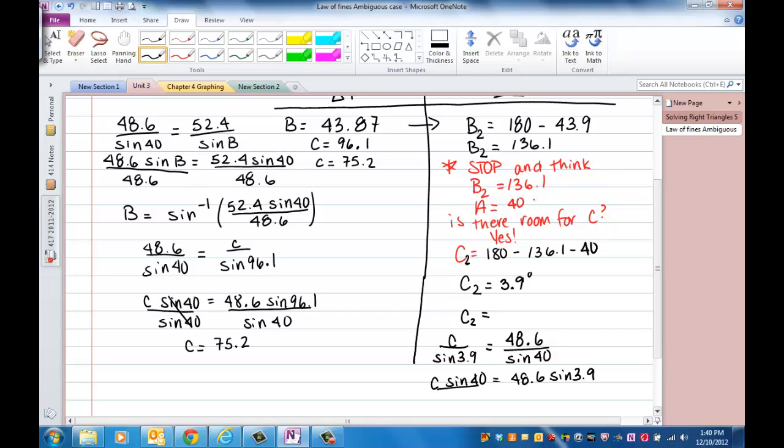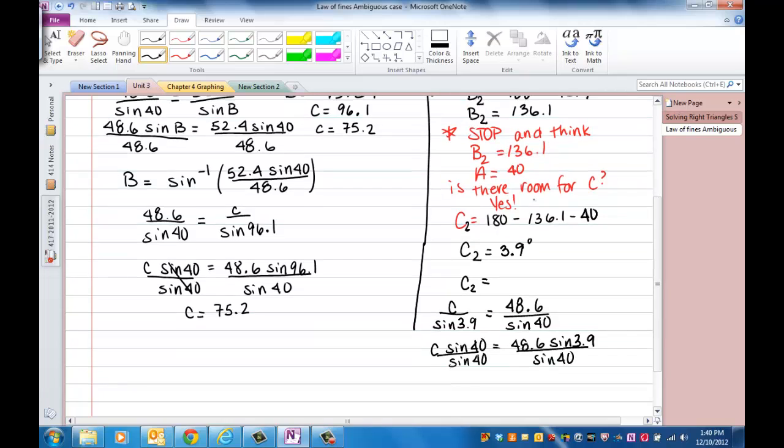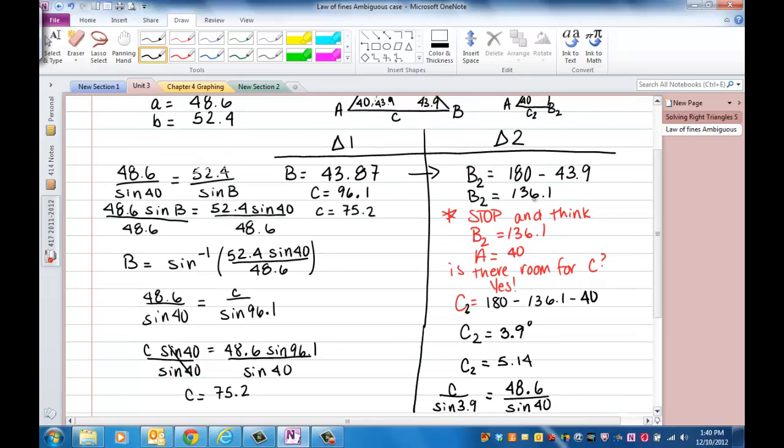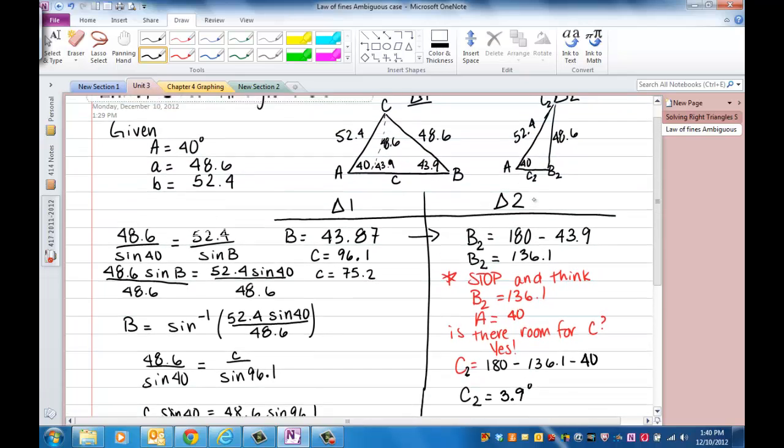Get C alone. And side C in this case comes out to be 5.14. You now have solved for all three angles and all three sides in both triangle situations, and you are finished.